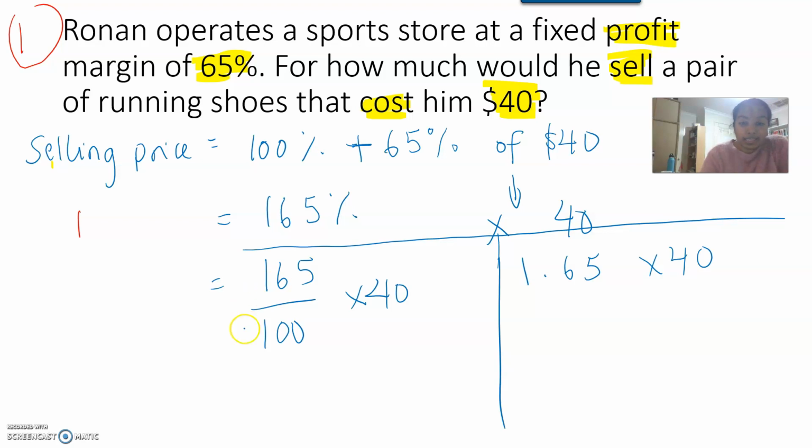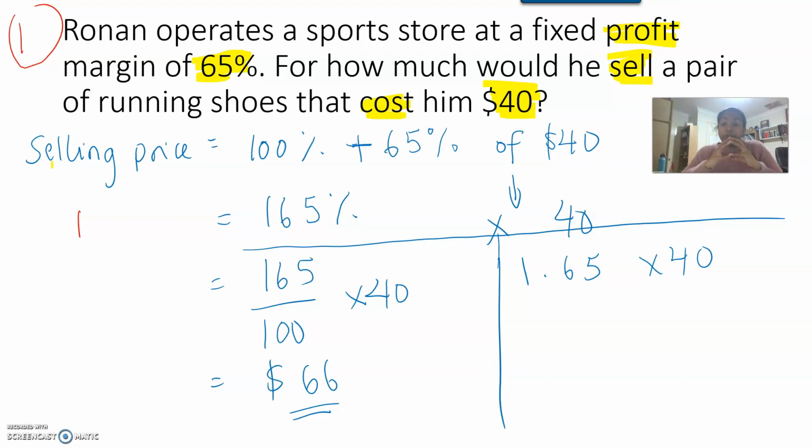Once I've worked this out and simplified it, done all that, the shoes cost $66. So what that means is the shoes cost $40 to make. For Ronan to make a profit of 65%, he is going to sell it for $66, and that's how he gets a profit. And he's got this extra money, so really he's got extra $26 in his pocket. And that's how businesses actually work. So hopefully that makes sense. We're going to do another question the opposite way.